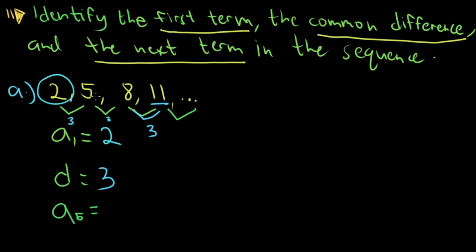So, si 2 para maging 5 nag-add ng 3. Si 5 nag-add ng 3 para maging 8. Si 8 nag-add ng 3 para maging 11. Obviously, para makuha mo yung next term, kailangan mo lang ding mag-add ng 3. So, 11 plus 3 will give us 14. And that will be our next term right here, which is a sub 5.